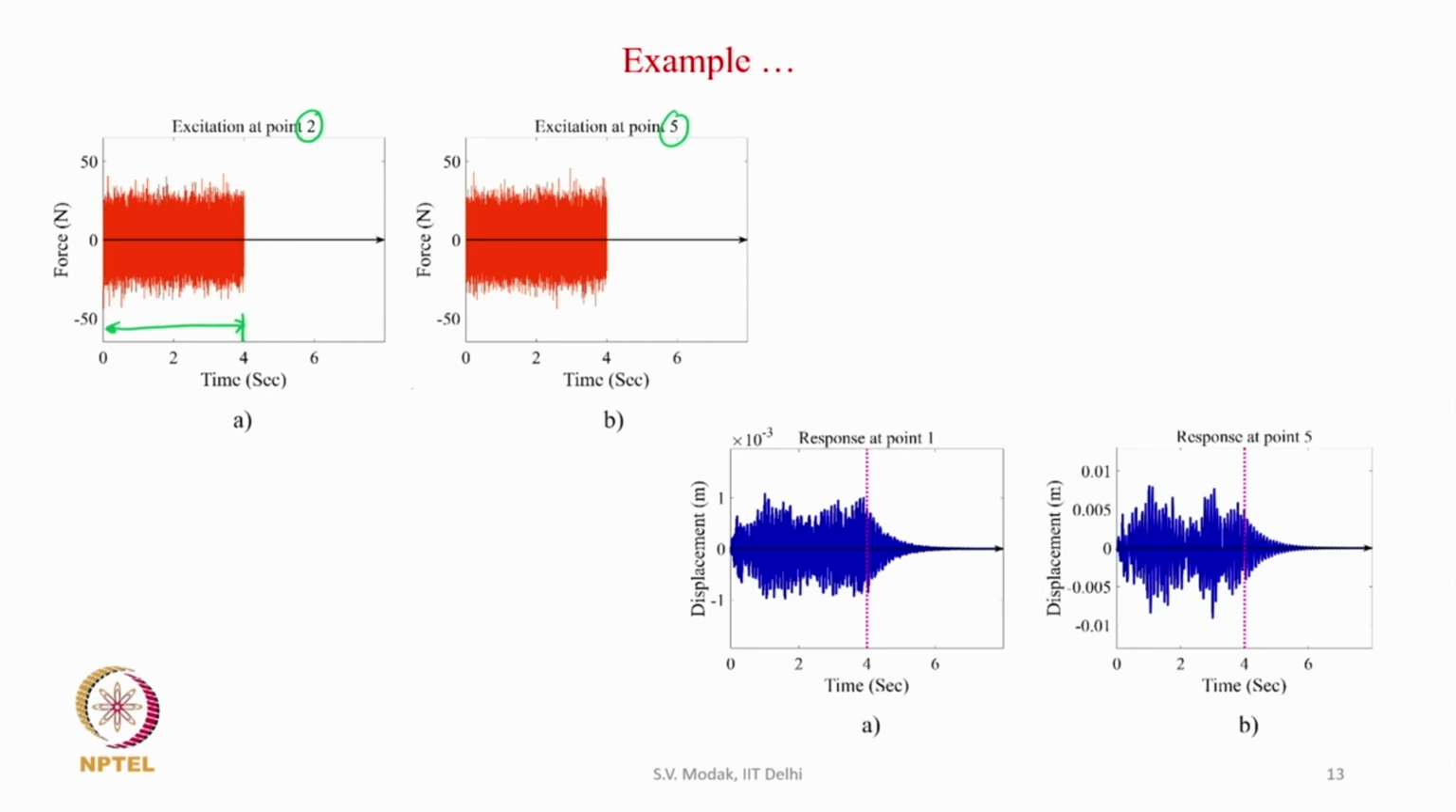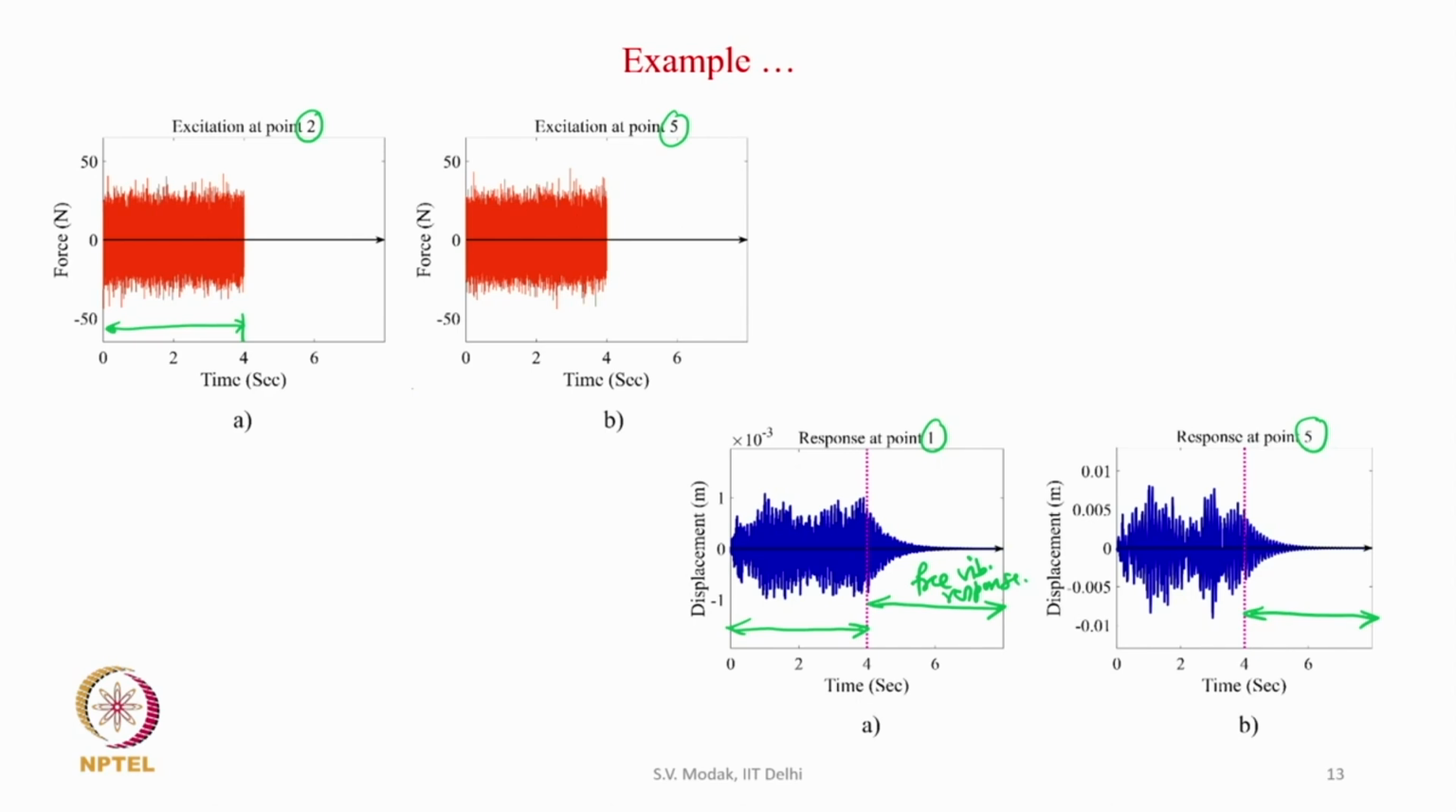There are two such responses shown here, response at point number 1 and response at point number 5. What we note is that for 0 to 4 seconds there is random excitation of the system, and hence there is a random response. So, it is a forced response of the system because in this duration the excitation force is continuously acting on the system. But after 4 seconds there is no excitation, and therefore the structure vibrates freely. So, this is nothing but the free vibration response.